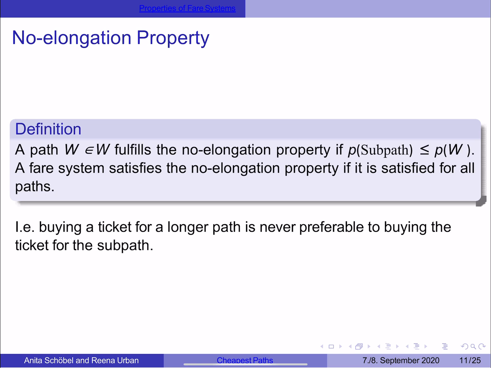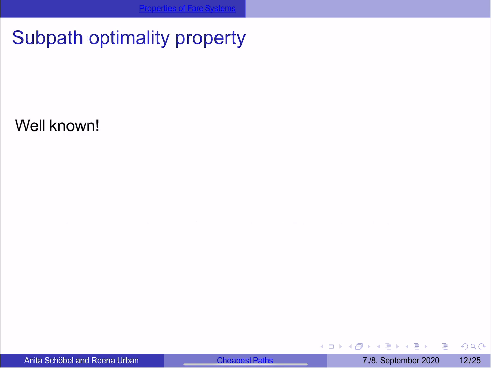And a fare system satisfies the no-elongation property if it is satisfied for all paths. It means that buying a ticket for a longer path is never preferable to buying the ticket for the subpath you really want to travel.